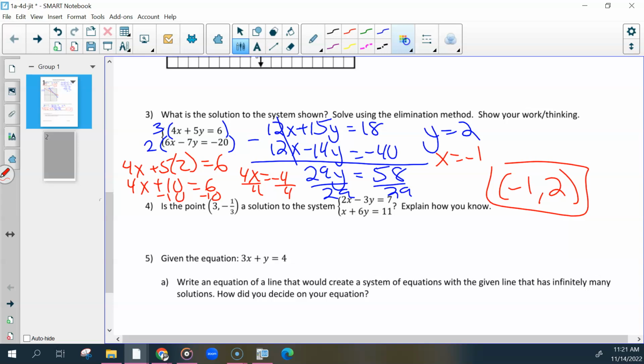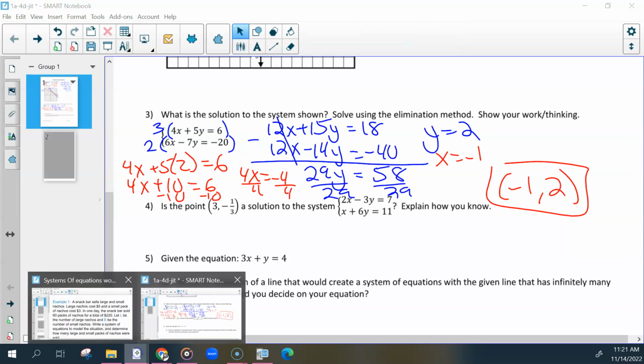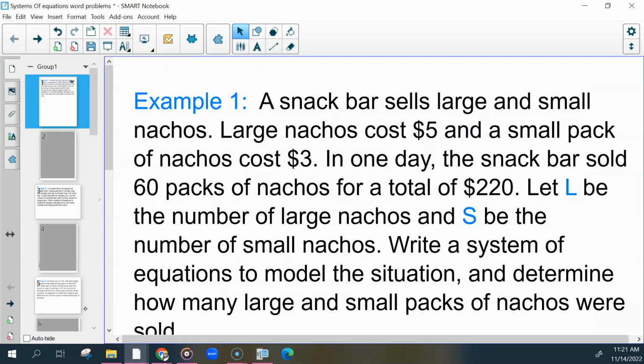Right. Hopefully this was good review on each of the different types. So that way when we get to word problems, you'll have those in your memory. Everyone should have the word problem notes in front of them. And then Matt, come back to your seat.